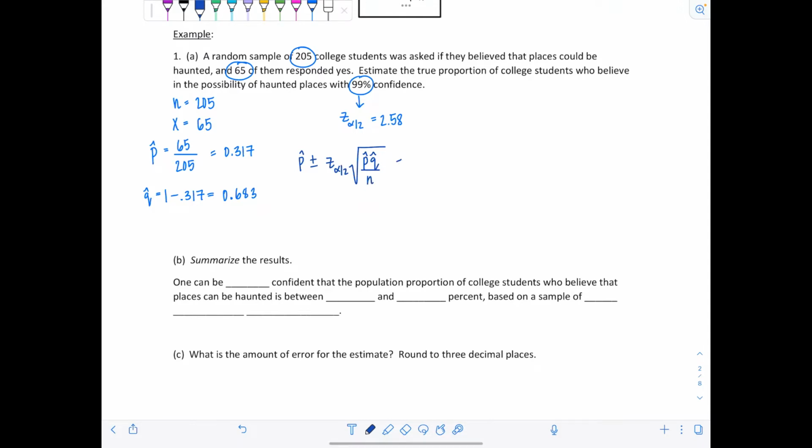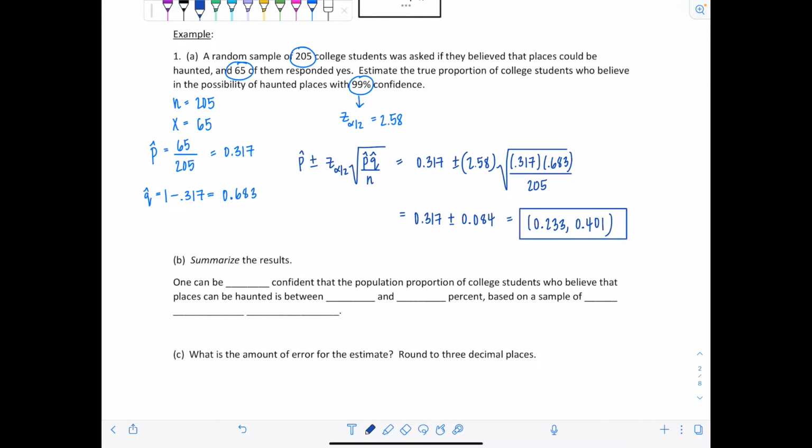Okay, so what do we have so far? p hat, that's 0.317, plus or minus 2.58 times the square root of 0.317 times 0.683 over 205. And then just punch this all in the calculator. You should have 0.317. Don't actually round this. I'm just telling you what's on my screen so far, 0.084. But what I do is leave this in the calculator with all the decimals continuing, and then I add 0.317 to it, so it's as accurate as possible, and then I subtract. So you should have for the lower bound 0.233, and for the upper bound 0.401.